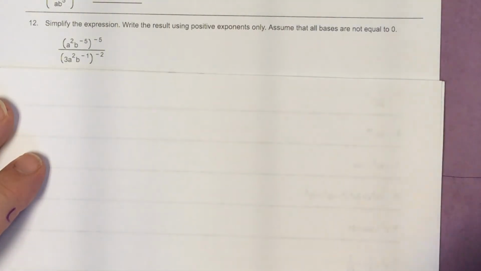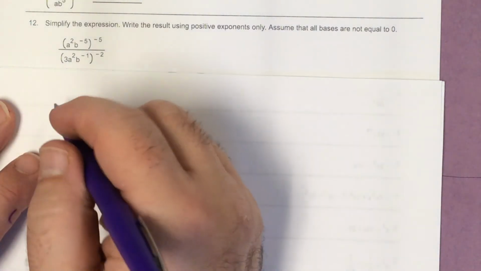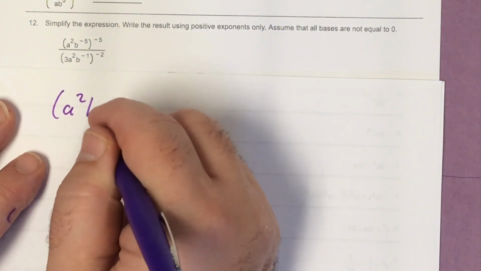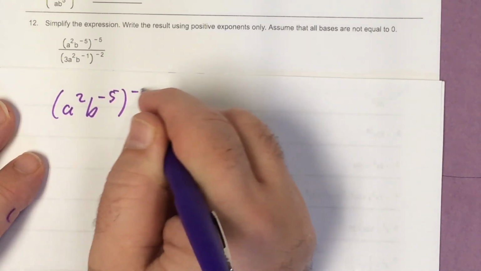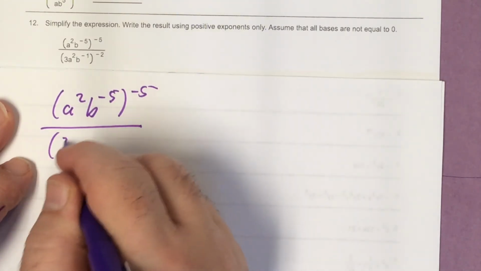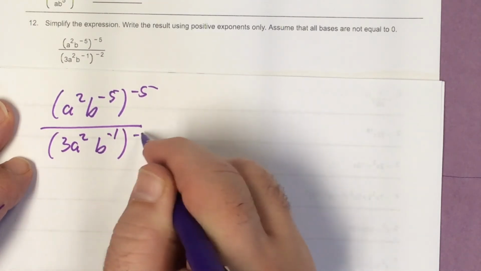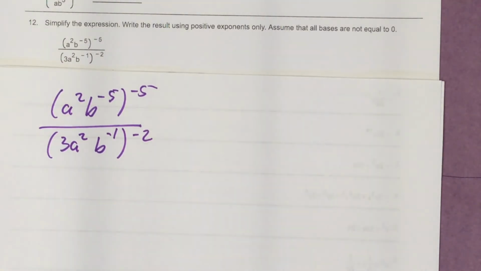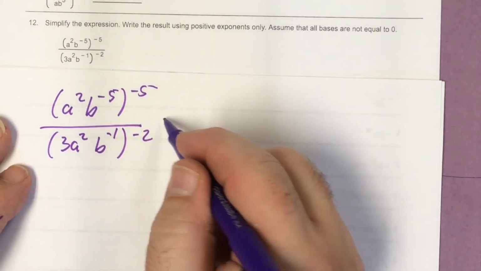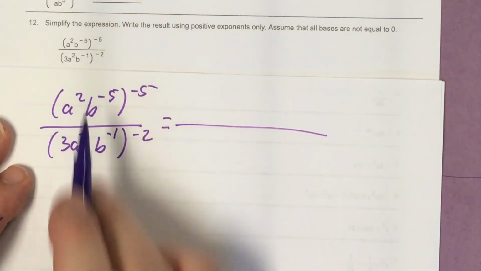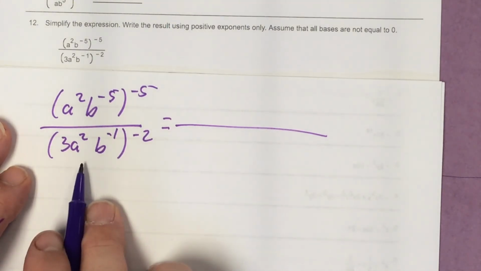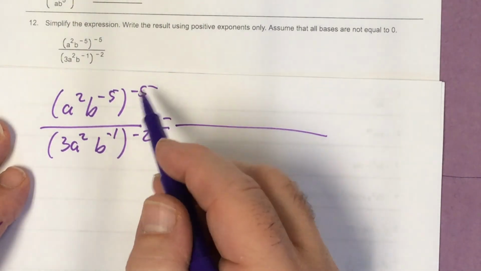So the question here says to simplify the expression and write the result using only positive exponents and assume that the bases are not equal to 0. So this would be (a^2 b^-5)^-5 divided by (3a^2 b^-1)^-2. Now I showed this in a couple classes yesterday, but not everywhere. So I want to make sure everyone sees this. So what I'm going to do is I'm going to go ahead and distribute the exponent on the top. I'll distribute the exponent on the bottom, and then we'll move things around from there.